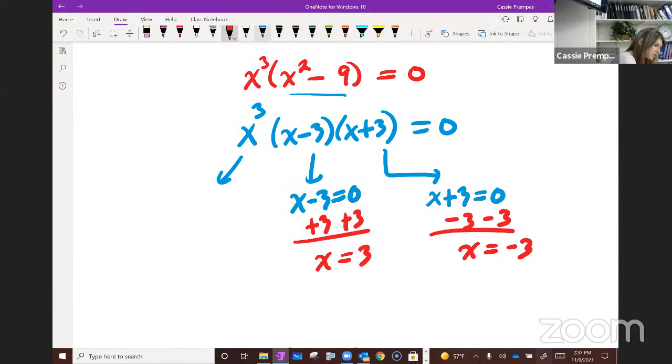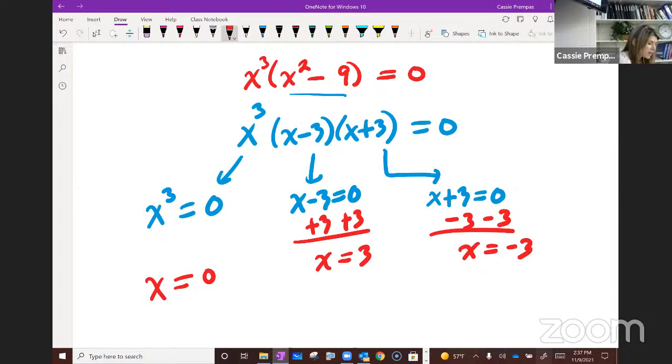x cubed is equal to 0. That's actually a cubic equation, but it's probably the easiest that you would see. You might even be able to just think through it. What times itself would give you 0? 0. So x is equal to 0.